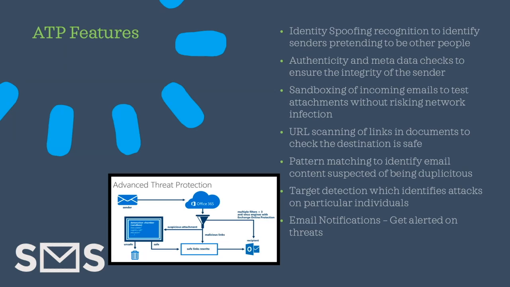It's a very useful feature, and it does the same with documents as well. So if you put URLs into documents like Word or Excel, it scans them as well, so it makes sure that when you click on them, it is safe to click on them. There are other things as well that it does, like the email notifications. There is pattern matching to identify email content to make sure that it's not going to cause any major threats, such as viruses, so you're not going to compromise anything, basically.